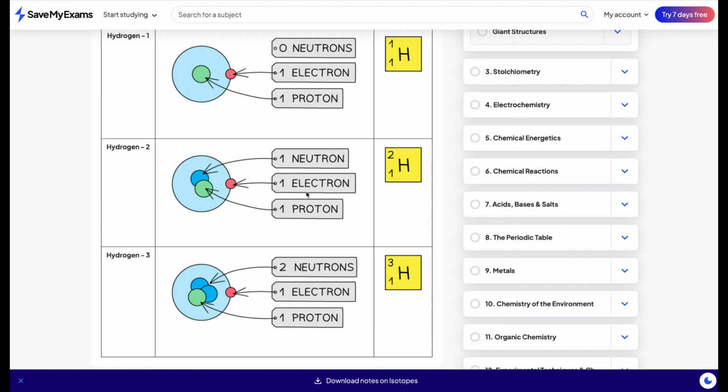So for that reason, you say isotopes are atoms which have the same chemical property but different physical properties. You can say that. Or isotopes are atoms which have the same number of protons but different numbers of neutrons. That is another way to define an isotope. Now let's move on.